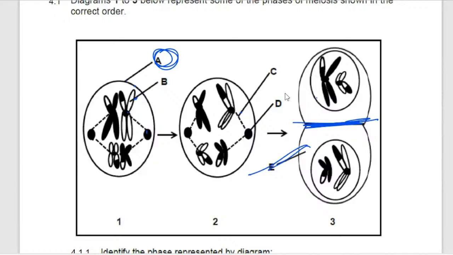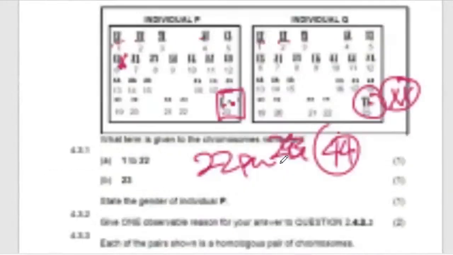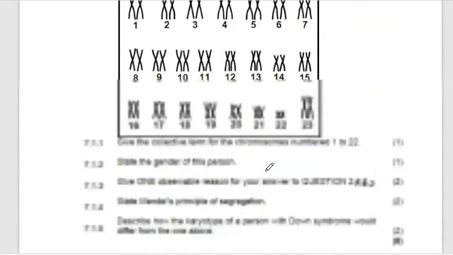The last question where students get lost is draw the diagram of a cell at the end of meiosis, or draw the diagram of a cell after crossing over. Let me just show you using this. I think I have the diagram here.